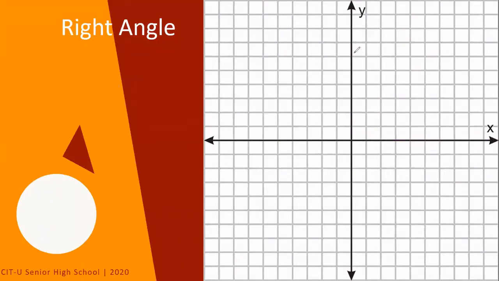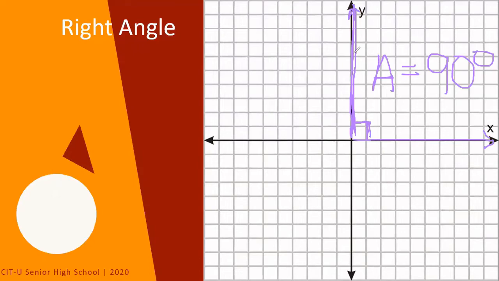Now, suppose that your initial side lies still on the positive x-axis, and your terminal side lies on the positive y-axis. That means your angle is a right angle. Now, how do we determine if an angle is right according to its measure? If the angle, let's say your angle A, is equal to 90 degrees.